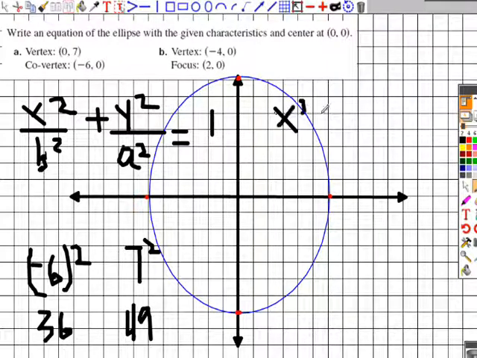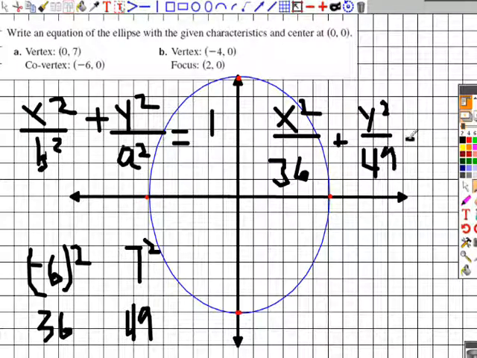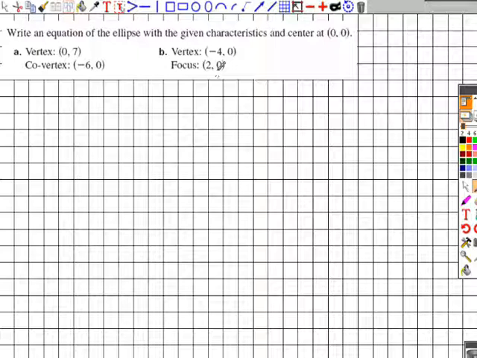So our final answer would be x squared over 36 plus y squared over 49, and that's equal to 1. Alright? Now, we need to graph this next one. So problem B, here, the only thing that's different is they're giving us a focus instead of a co-vertex.